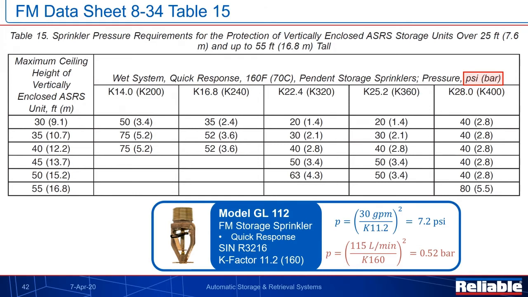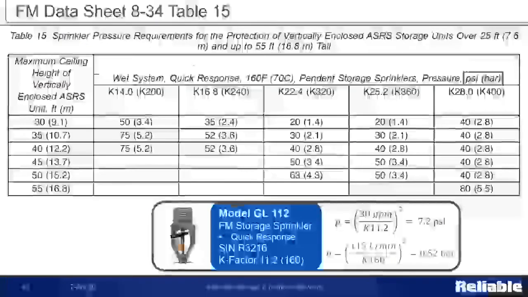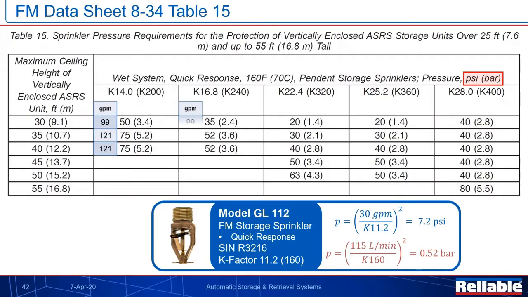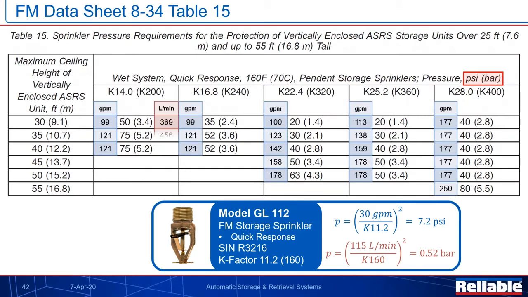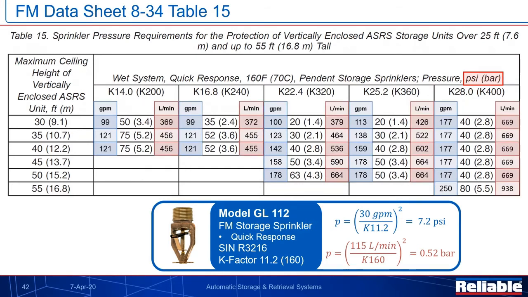We know that the pressures are more with Table 15, but we don't know what that gallons per minute is. So we need to do some math to understand the severity of the disparity. And we take a look at this and we'll see that at a minimum, we're about 70 gallons a minute more per sprinkler. So it's not just the amount of pressure that's required, it's also going to be a significant amount of water that's needed to come out of these systems.